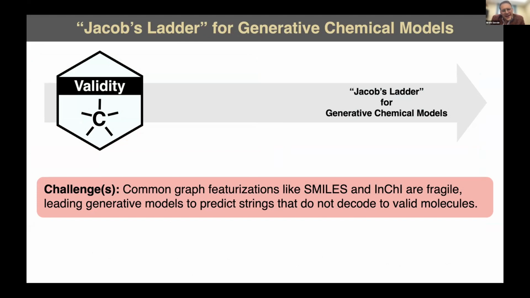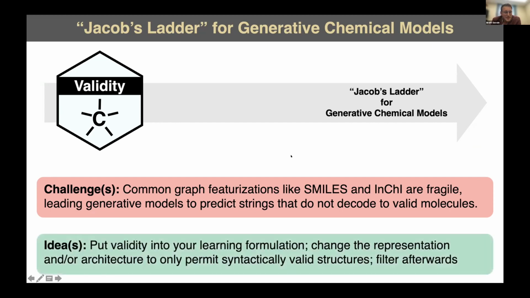Okay, so validity is one problem. These models don't necessarily know anything about validity, at least in their most naive formalization. Common graph featurizations like SMILES strings and InChI strings are very fragile. It's easy to decode to invalid structures, to things that have invalid Lewis structures, like carbon with 5 bonds.